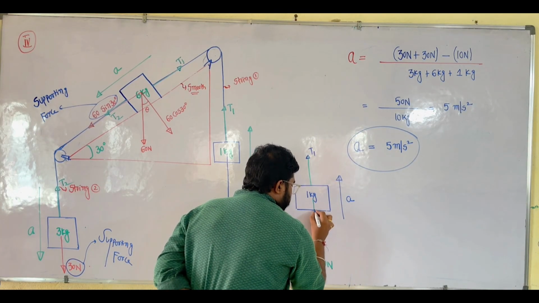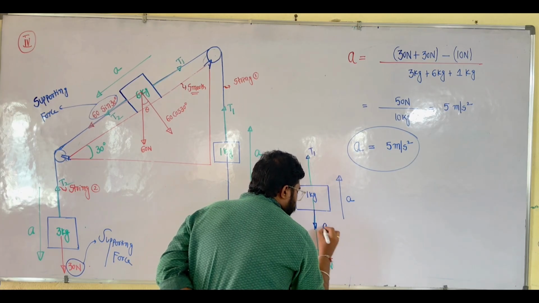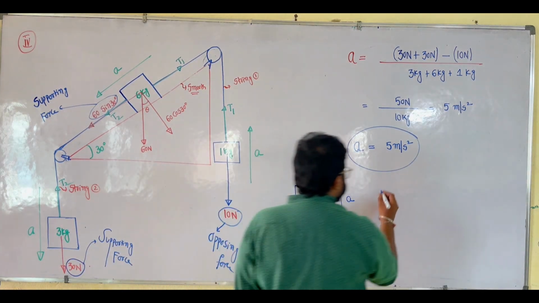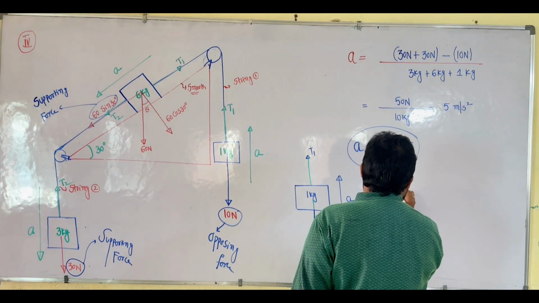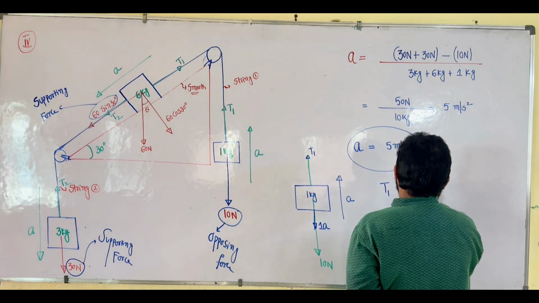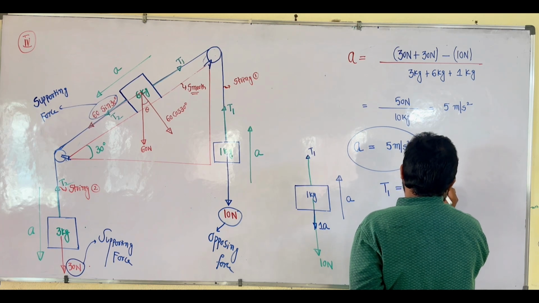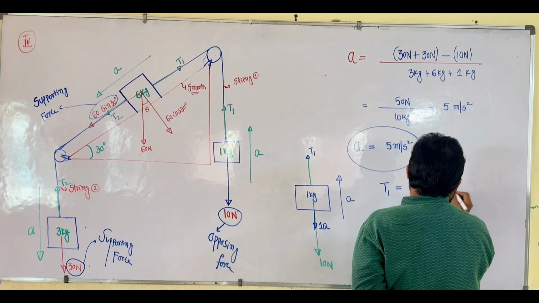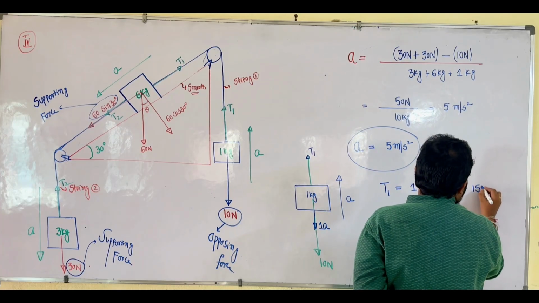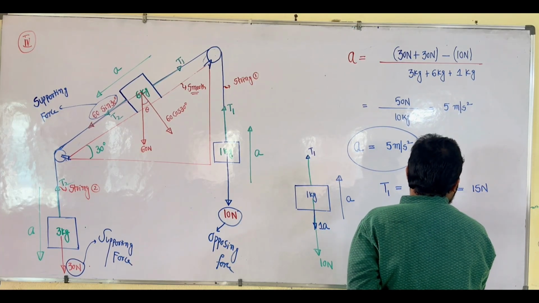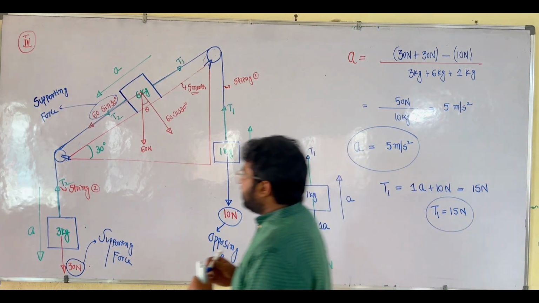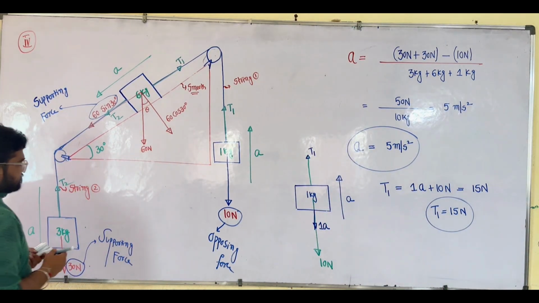Inertia force will be downward, 1 into A. Sum of the upward force equal to sum of the downward forces. T1 equal to how much? T1 equal to 1 into A plus 10 Newton. A equal to 5, so 15 Newton. T1 equal to 15 Newton is obtained. What about free body diagram for 3 kg?